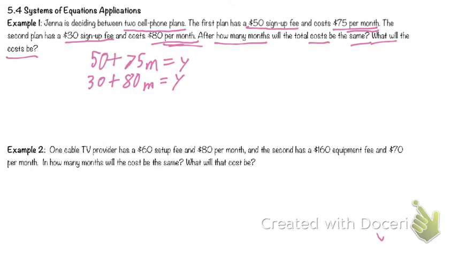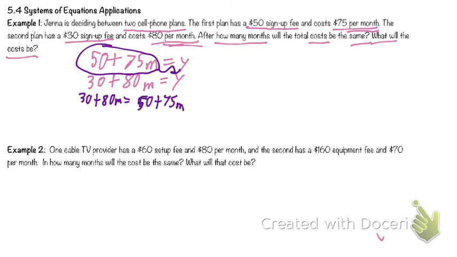So what we're going to do is we're saying y is equal to 50 plus 75m. It's the same thing as y. So we're going to take the second equation, 30 plus 80m equals, instead of y, we're going to plug in this 50 plus 75m. You guys remember doing that before? We did this in 5.2. We plug everything in from the first equation into the y of the second equation.